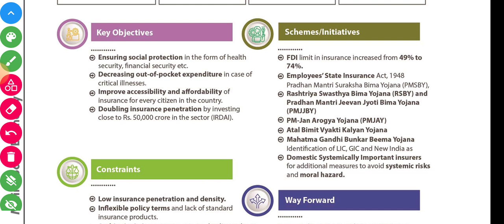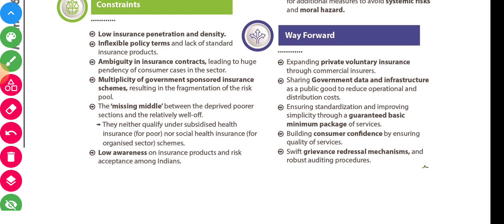Domestic systemically important insurers, like domestic systemically important banks, in the insurance sector, also have additional measures to avoid systemic risks and moral hazard. What are the way forward regarding the insurance sector?